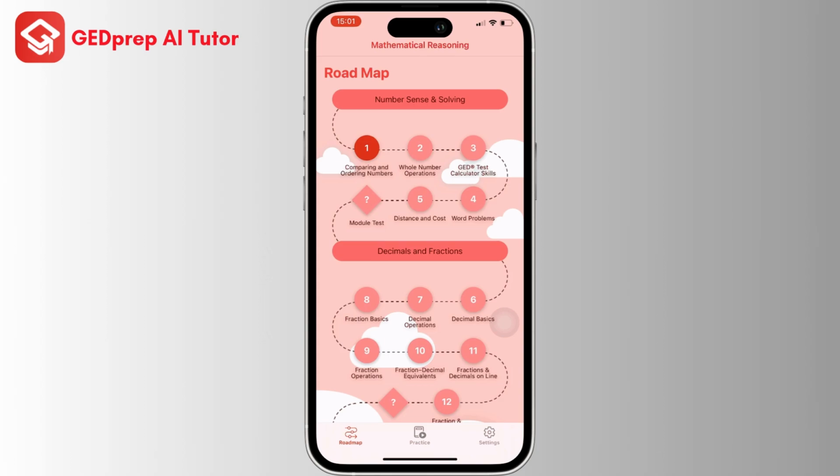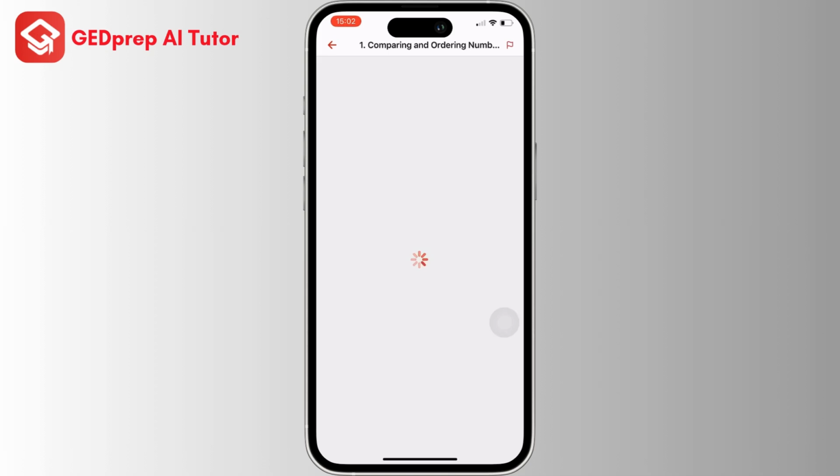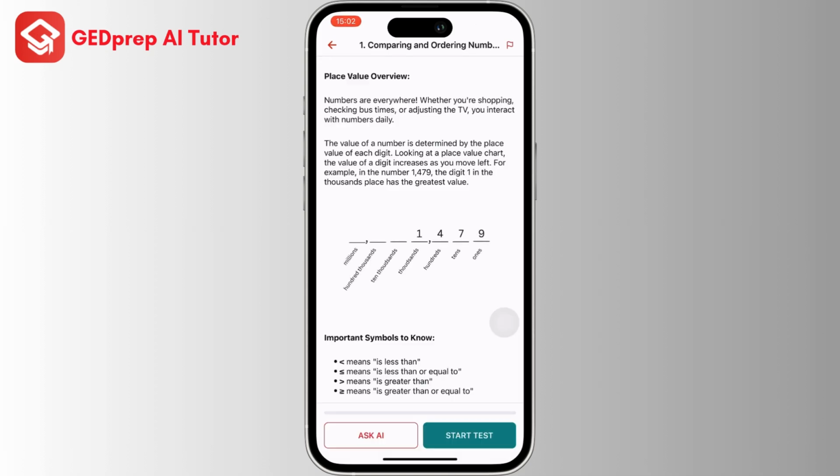In today's math lesson, we're going to explore one of the most foundational concepts you'll need for the GED test: place value. This skill is key to understanding how numbers work, how to compare them, and how to round them accurately. Numbers are everywhere. Whether you're shopping, checking bus schedules, or adjusting the TV volume, you use numbers all the time. Each digit in a number has a value based on its position. That's called place value. The further left a digit is, the greater its value.